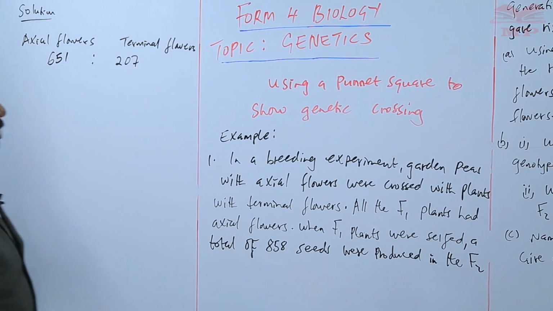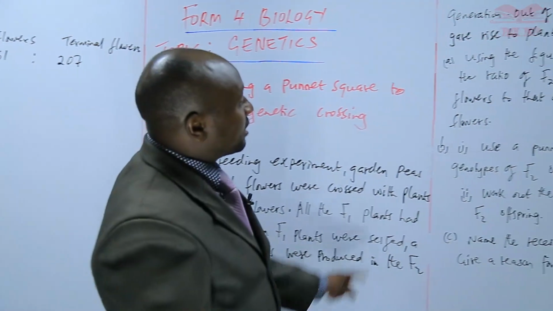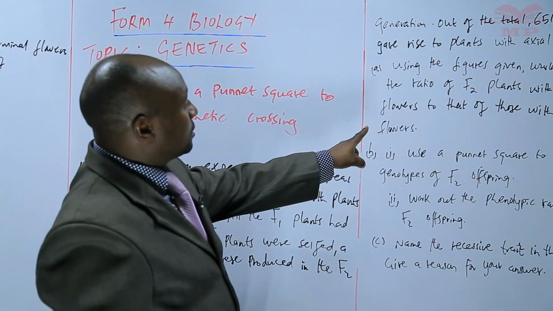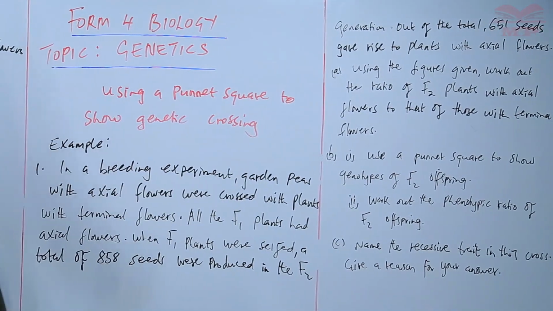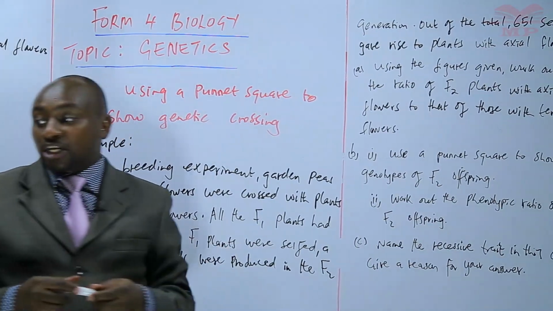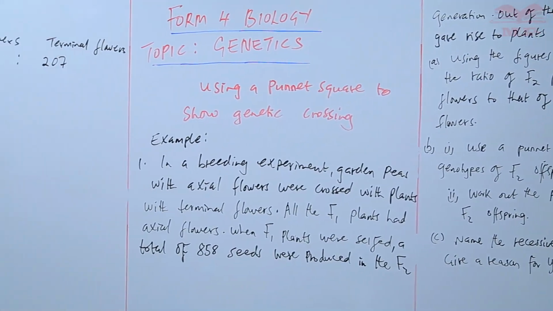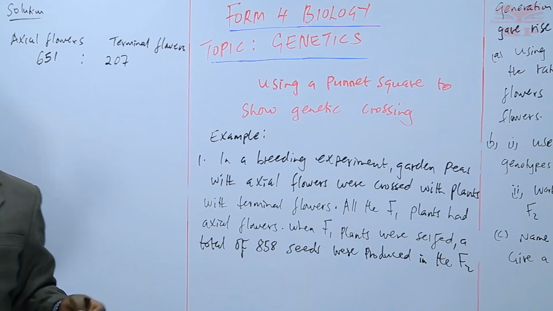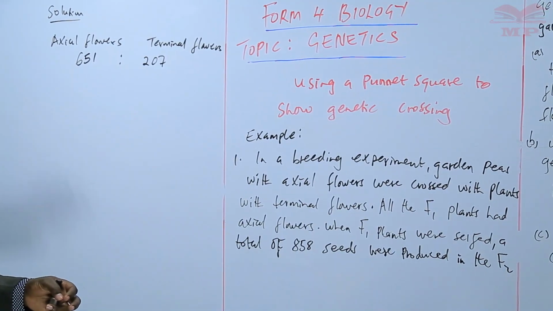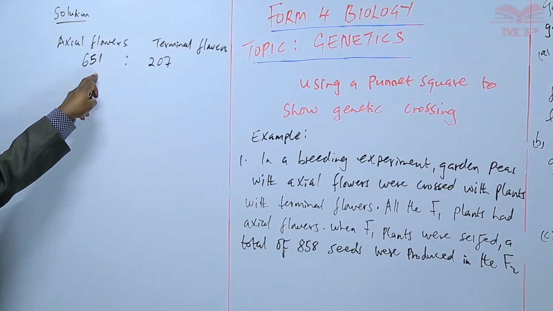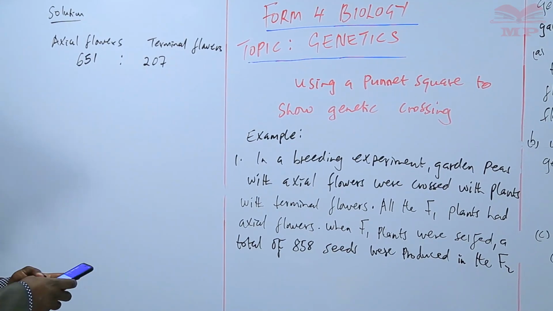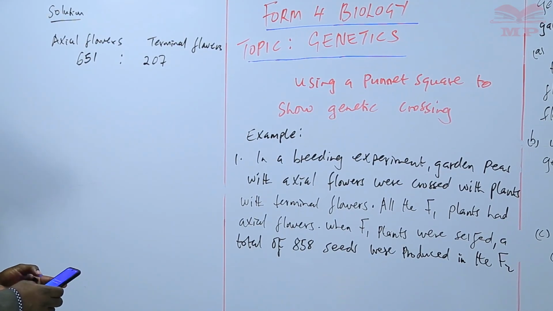Then we are told, using the figures, work out the ratio of plants with axial flowers and terminal flowers. So that ratio, we should not leave it like that. We should get a more simplified ratio, or we should simplify this particular ratio.